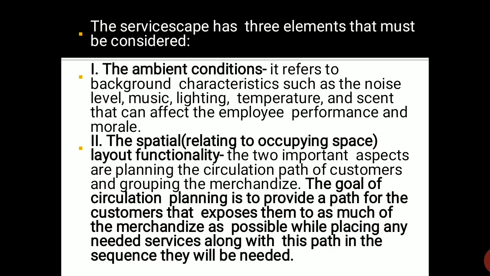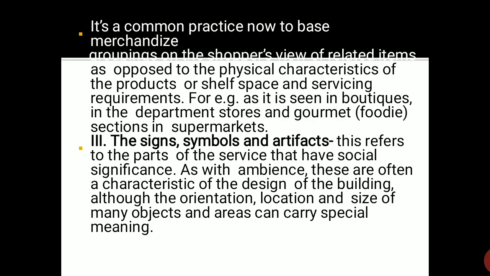The third one that comes up is that it's a common practice now to base the merchandise grouping on the shopper's view of the related items, as opposed to the physical characteristics of the product or shelf space and service requirement.